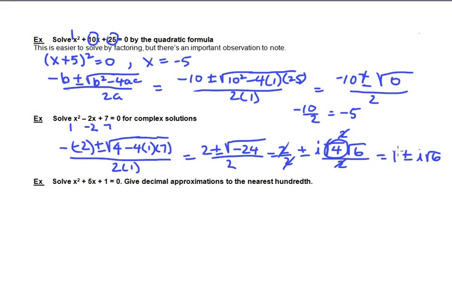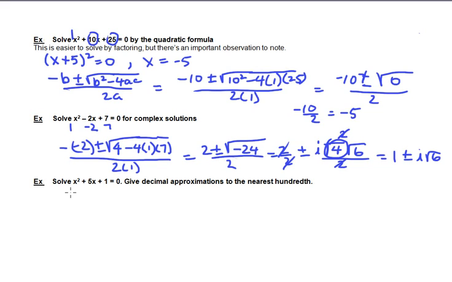So notice this time that we ended up with two solutions. These are different solutions, but they're both imaginary, and that came about because the interior of the radical, which again we call the discriminant, was negative. Now let's take a look at one more example.